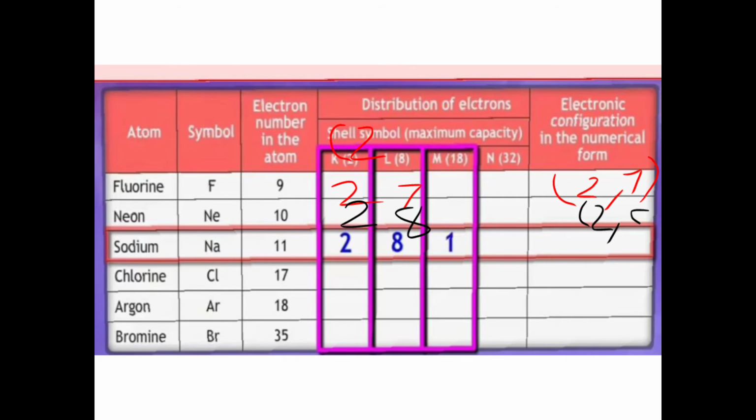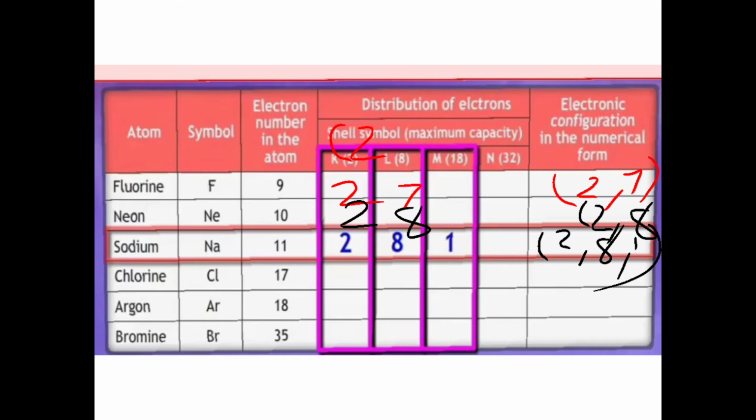So 2 and 8. Okay, the second orbit is full. Now no more capacity. Now the sodium came. It says I have 11 electrons. What to do? So what we will do? We will give 2 electrons to the K shell, 8 electrons to the L shell, and then 1 electron is remaining. That will go in the third shell, that is the M shell. So we have the electronic configuration as 2, 8, 1.